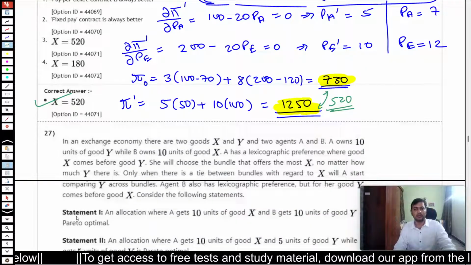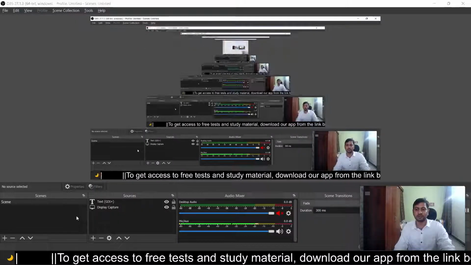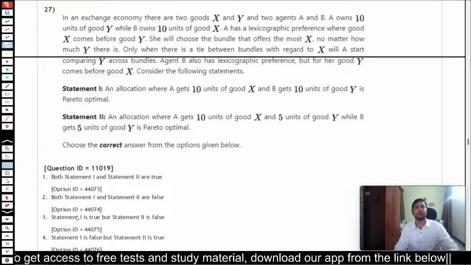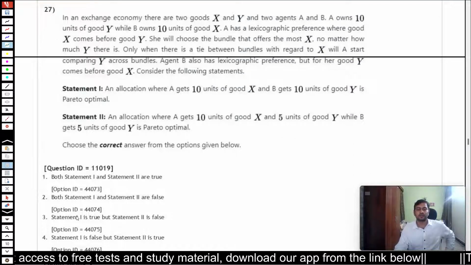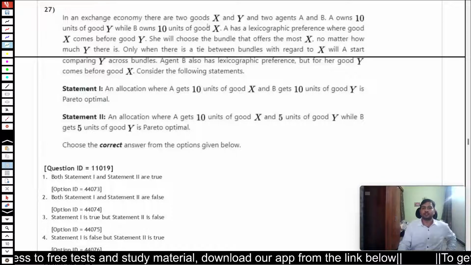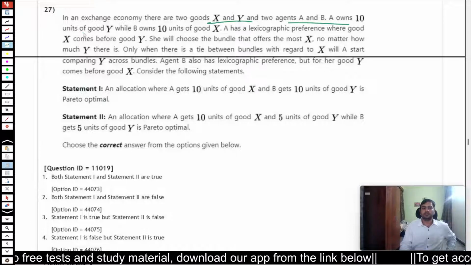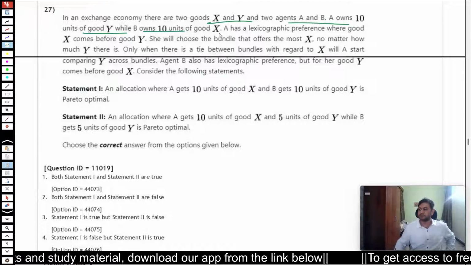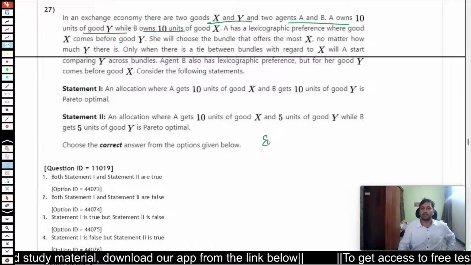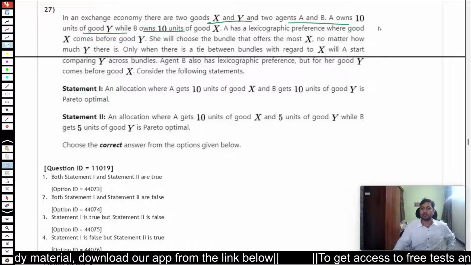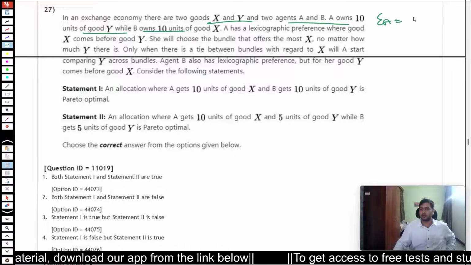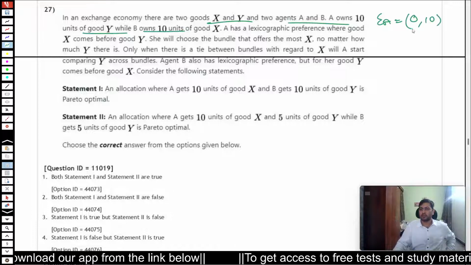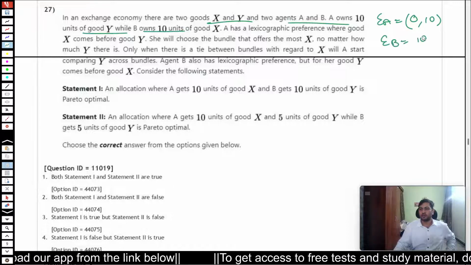All right. Let's move to question number 27. So in an exchange economy, there are two goods X and Y, two agents A, B. A owns 10 units of good Y, whereas B owns 10 units of good X. Okay. So the endowment of A is equal to (0, 10), and the endowment of B is equal to (10, 0).